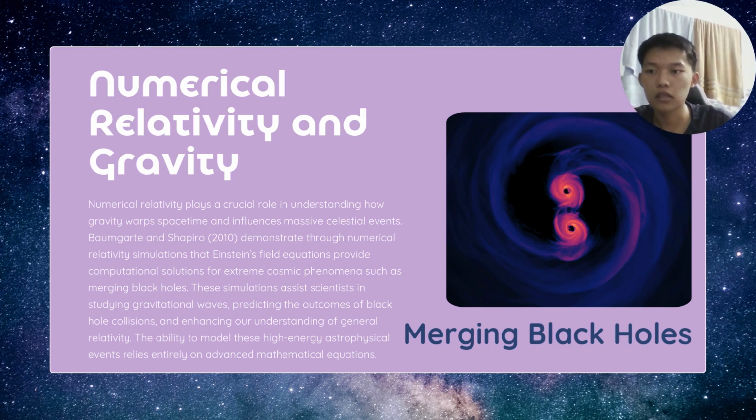By solving Einstein's field equations using advanced numerical methods, researchers can simulate extreme astrophysical phenomena such as merging black holes, neutron star collisions, and gravitational wave propagation. Baumgarte and Shapiro demonstrated that numerical relativity simulations provide the computational solutions for these high-energy cosmic events, offering insights that would be impossible to obtain through direct observation alone.